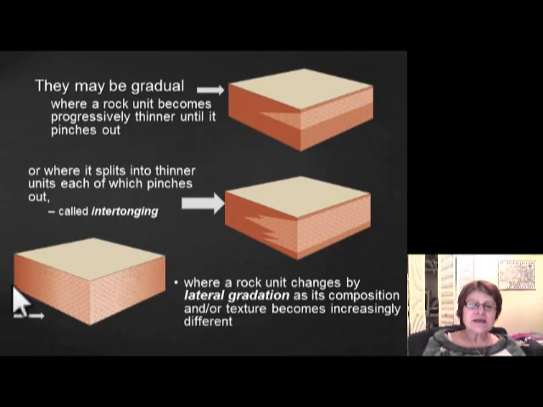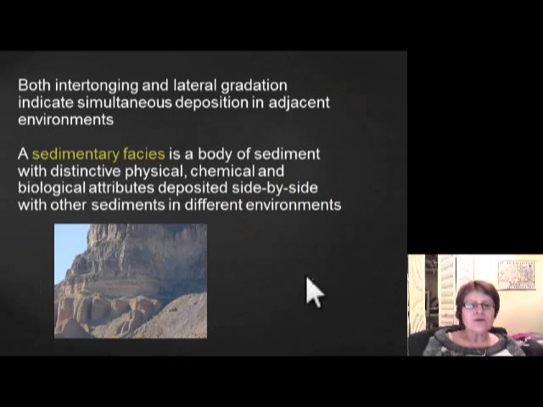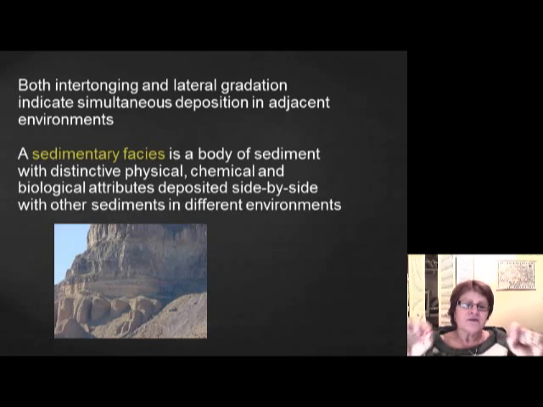And then sometimes it can just gradually change from one to the other horizontally. On this side, you can see an intertonguing right here. So one rock changed into another horizontally because of environmental change. Both intertonguing and lateral gradation indicate simultaneous deposition. That means the deposition of these two kinds of rock happened at the same time in adjacent environments.